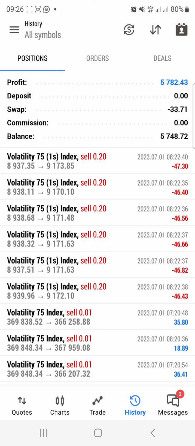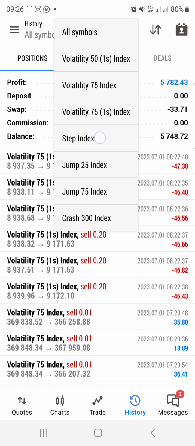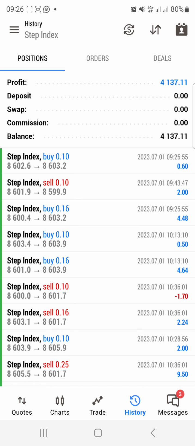But you can see the other instrument that was traded here, so let's put it on step index. So this is step index alone. So from that first, it is not on the 30th, it's on the 1st. From the 1st of July, it has made over $4,000.